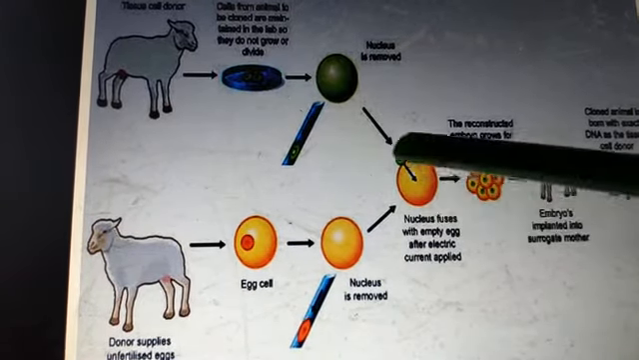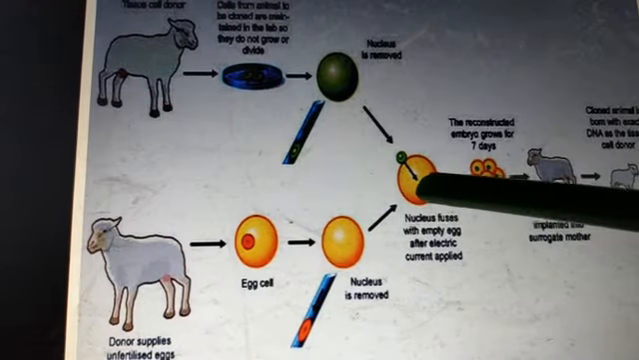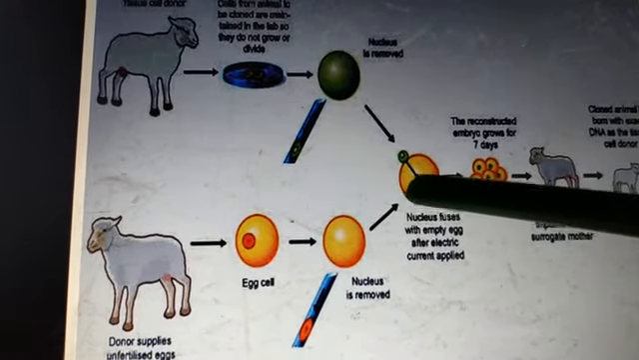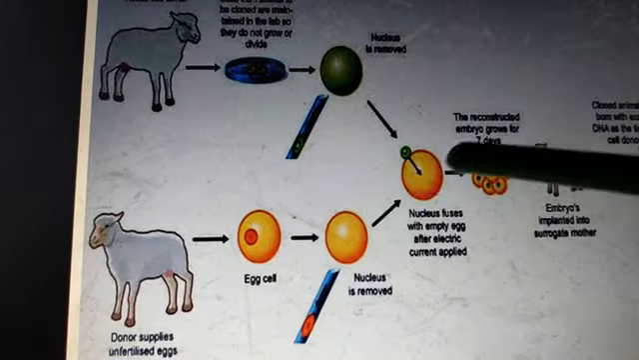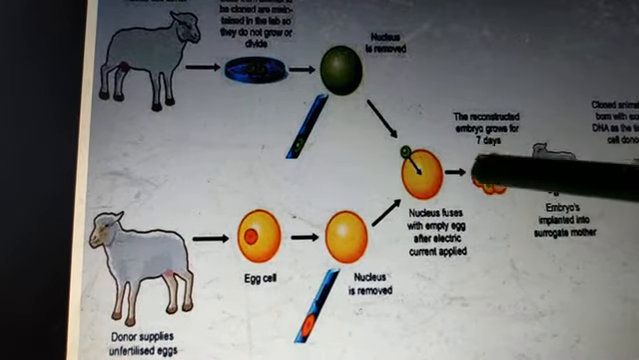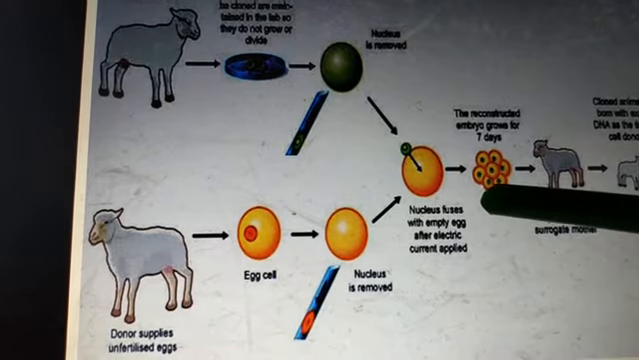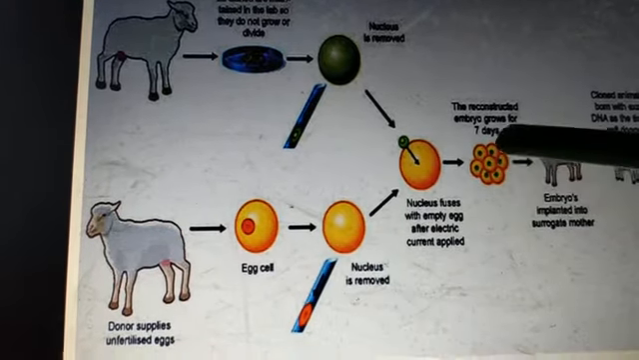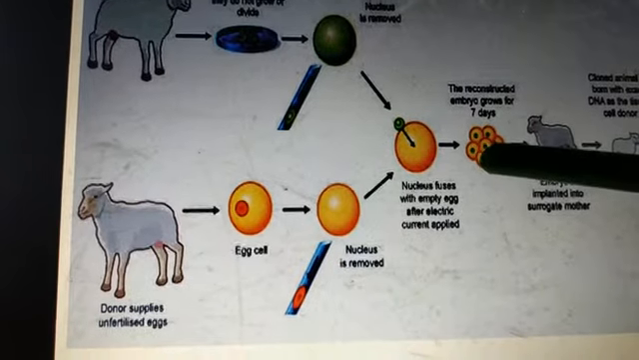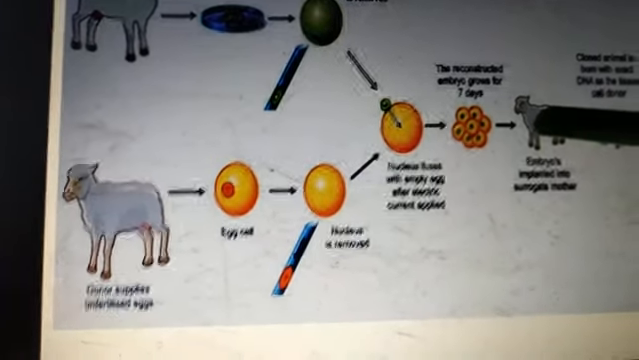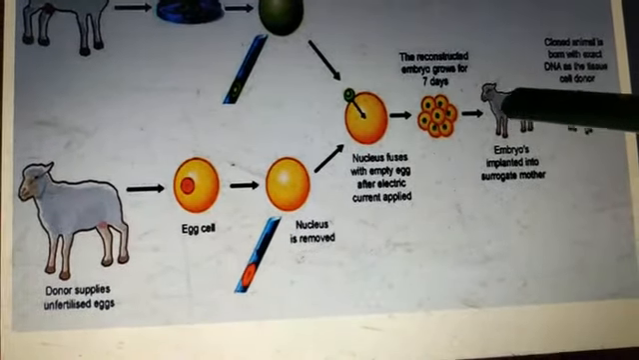Now we will allow this to grow. We have allowed this cell to grow. It divides and it forms an embryo. Now, once it forms an embryo, we have transferred this embryo to a surrogate mother. This is our surrogate mother.